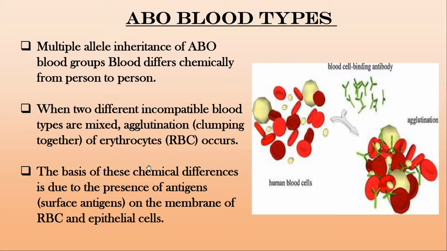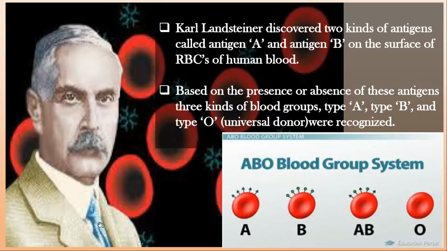In the multiple allele inheritance of ABO blood groups, blood differs chemically from person to person because of the presence or the absence of the antigen. When two different incompatible blood types are mixed, agglutination takes place. What is meant by agglutination? Agglutination is clumping together of the erythrocytes. The basis of these chemical differences is the presence of the antigen on the surface of the RBC and the epithelial cells.